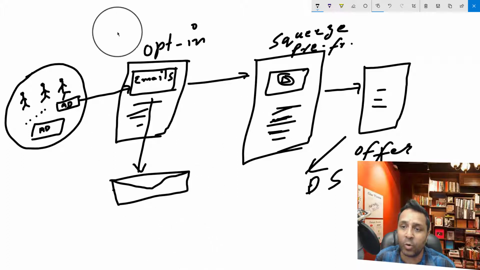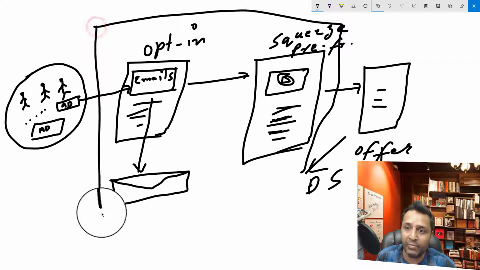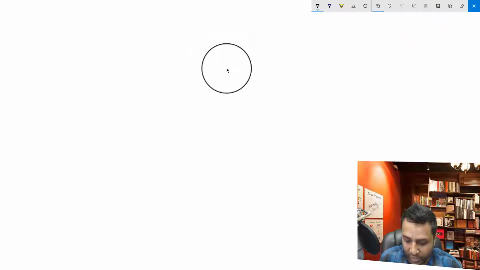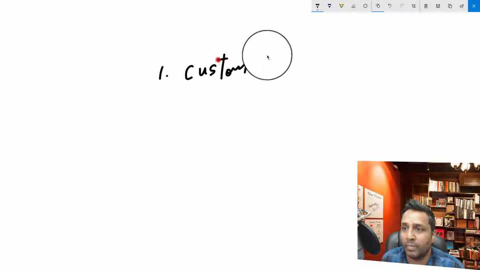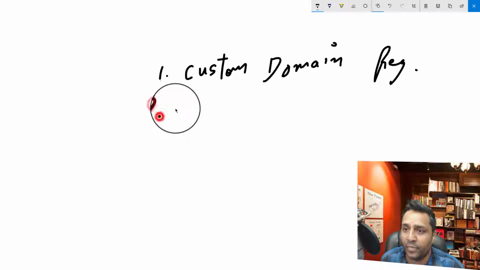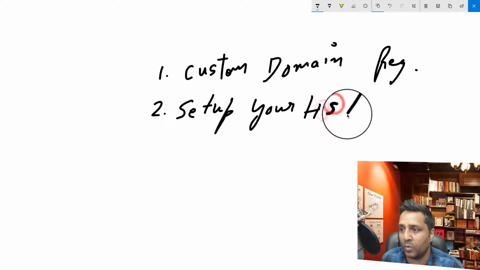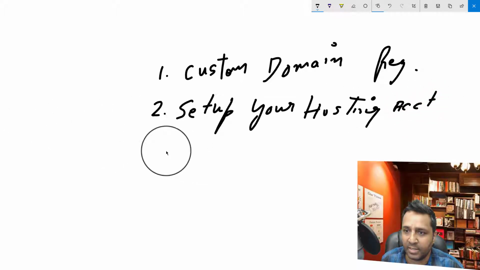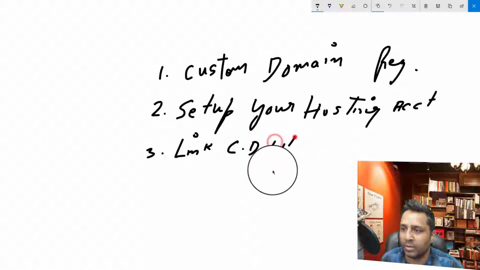Okay, so in this particular course, what I'm going to cover is this part, pretty much this part, and this is the build phase. Okay, and in this particular module, let me just clean this screen. In this particular module, I'm going to cover, number one, we are going to go and get your custom domain registered. Second, we are going to set up your hosting account. And number 3 is I'm going to show you how to link your custom domain with your hosting account.